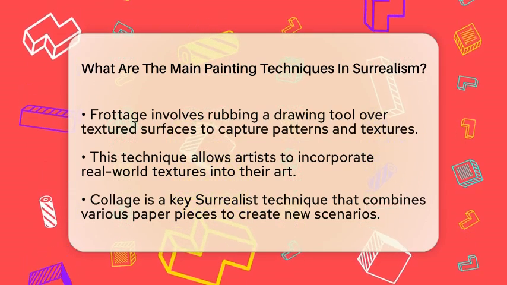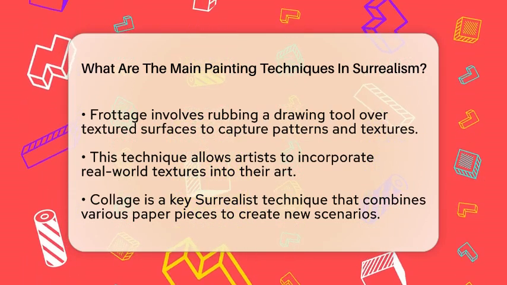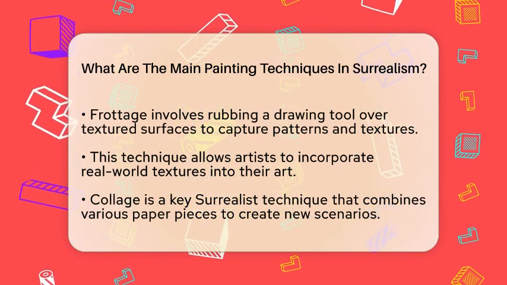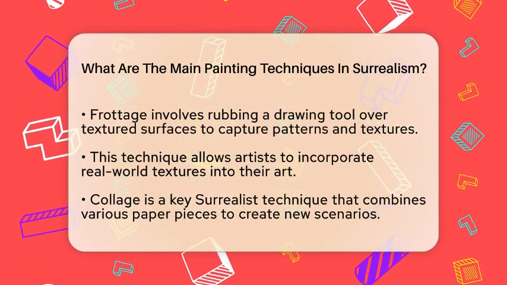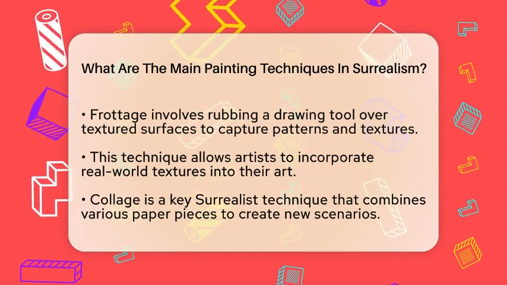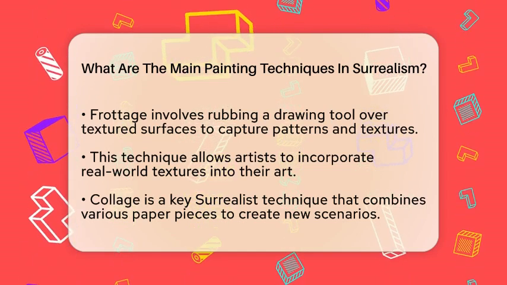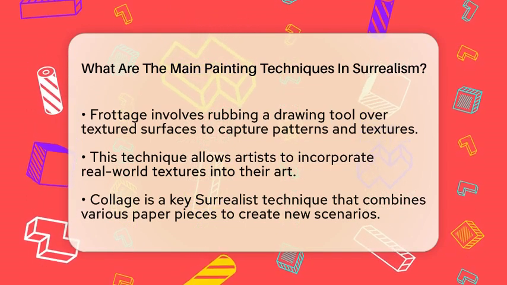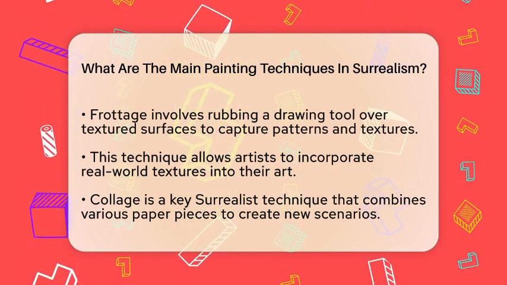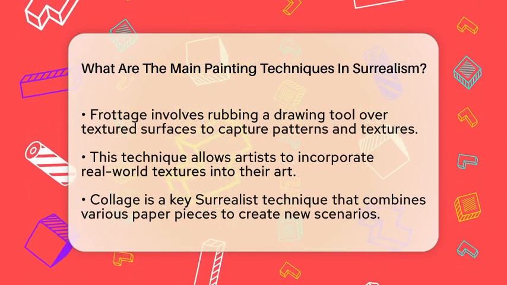Collage is another key technique in Surrealism. This involves gluing pieces of paper, often from printed materials like magazines or books, to create new and often uncanny scenarios. Max Ernst's series, Une semaine de bonté, A Week of Kindness, is a great example, where he combined images from Victorian-era novels and encyclopedias to create surreal and dreamlike scenes.